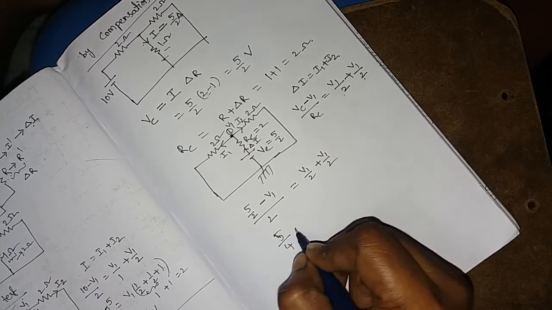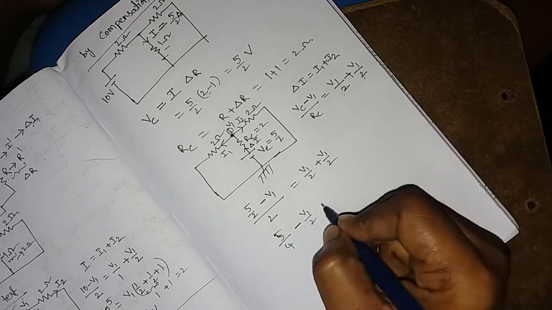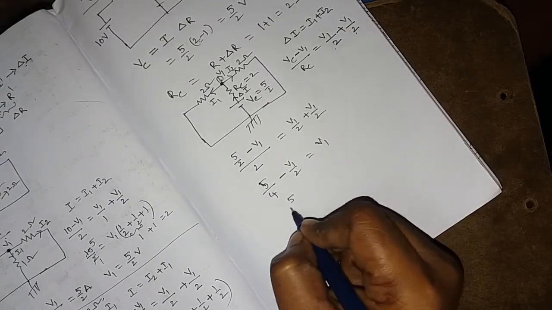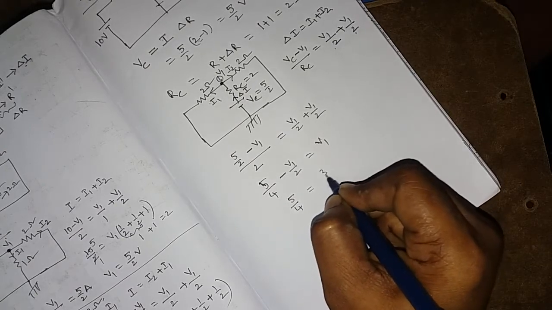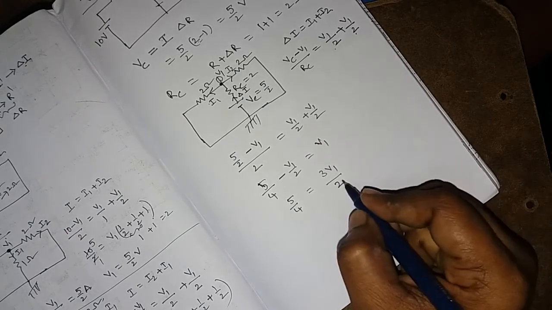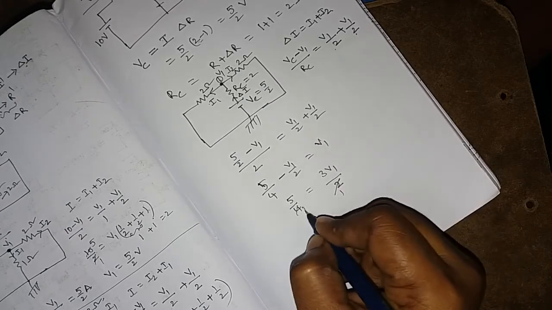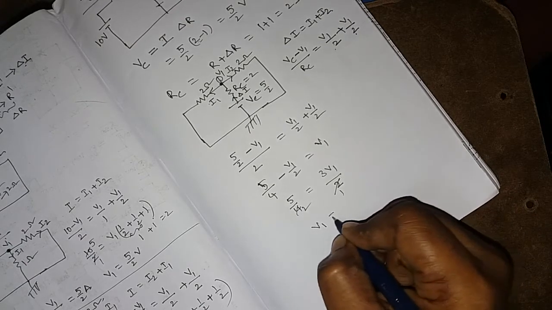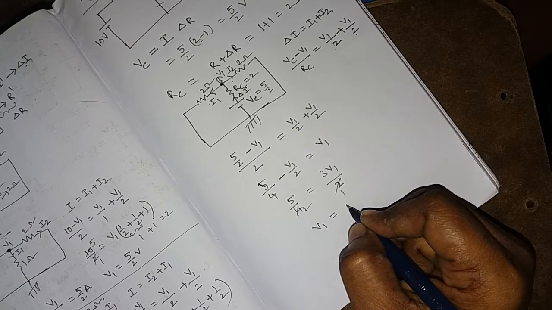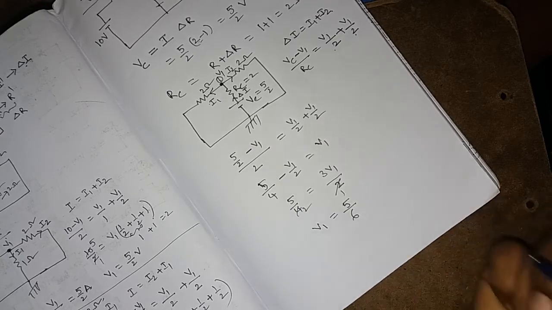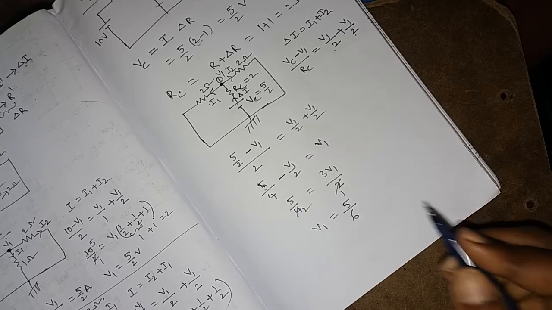5 by 4 minus V1 by 2 is equal to V1, or 5 by 4 is equal to 3 V1 by 2. Then V1 is equal to 5 by 6. V1 is equal to 5 by 6.